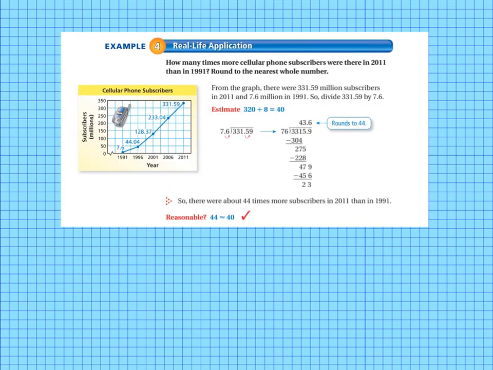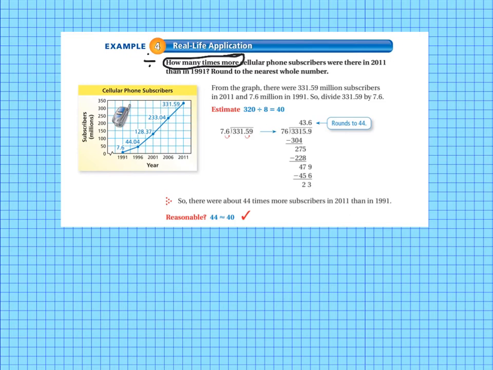Here is example 4, our real life application. How many times more cellular phone subscribers were there in 2011 than in 1991? Round to the nearest whole number. So when you see this, how many times more, it means you're doing the opposite of multiplication, which is division. You should probably write that down.